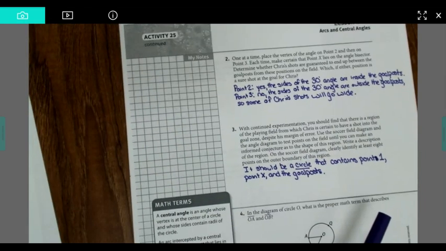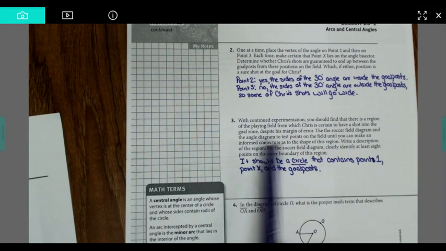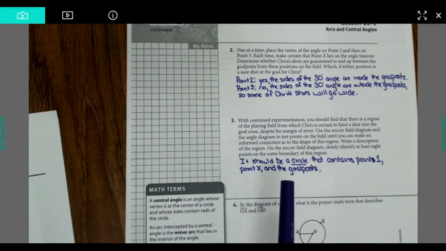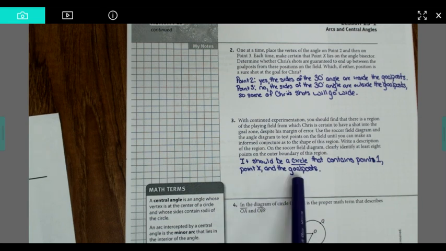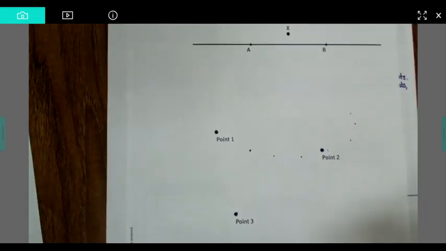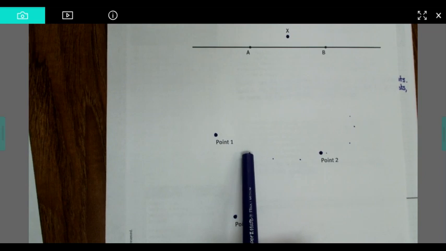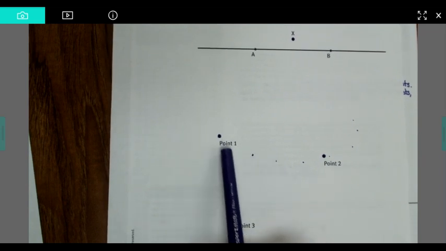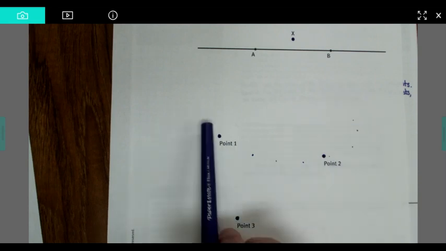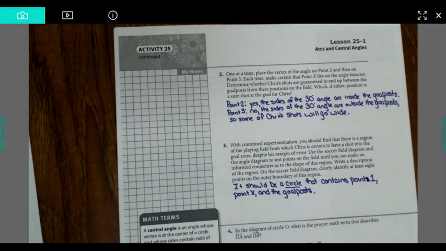Then for question 3, we would notice that this should be somewhat of a shape of a circle. The circle should contain points 1, X, and the goalposts. And you'll see I've tried a couple of points. From here, I think it's a surefire shot. From here, these points should lie on the circumference of a circle. On to your debriefing question for this section.